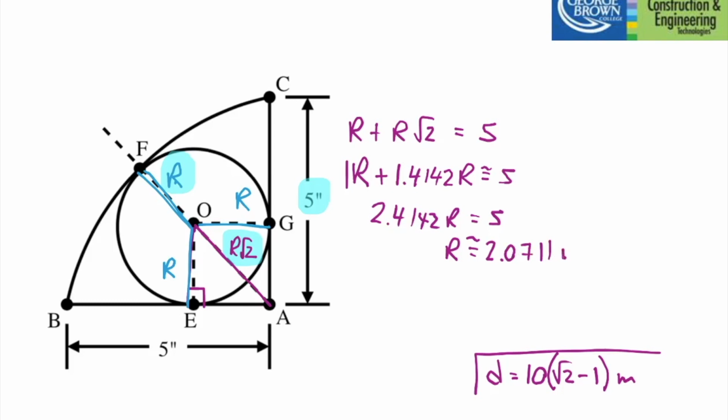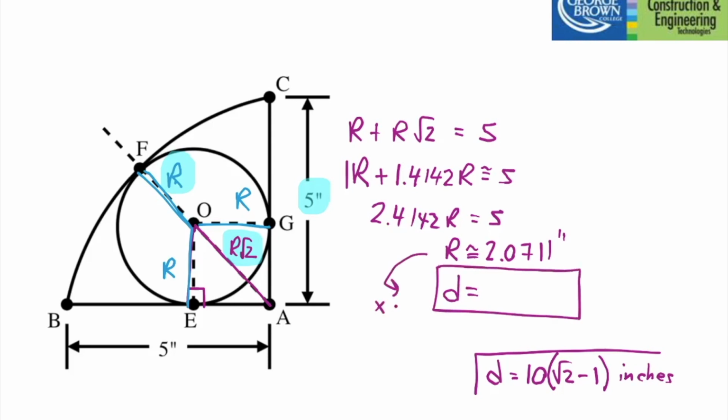2.0711. This is in inches, so I should put inches here. I'll write it as the full word because the inch symbol might look like an exponent to somebody. So anyway, that is the radius, and it's virtually cosmetic to get the diameter now. Just double it.